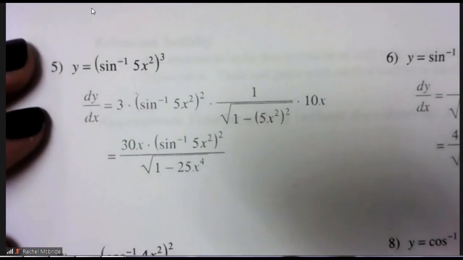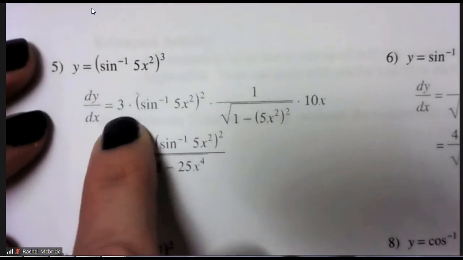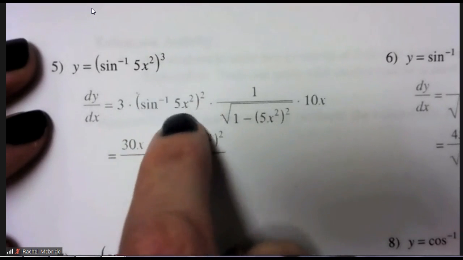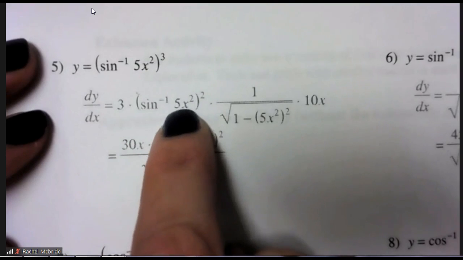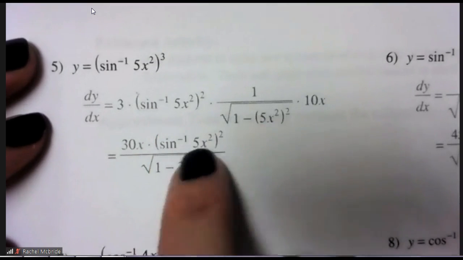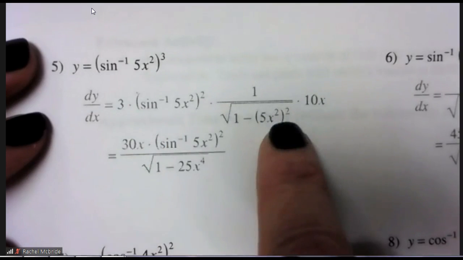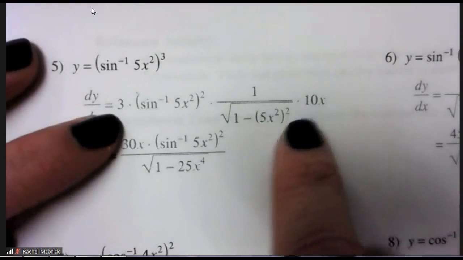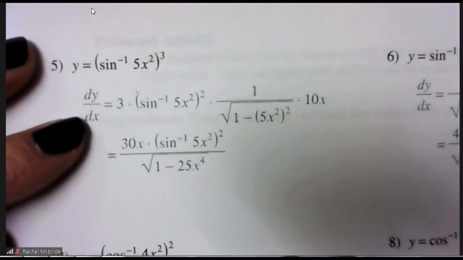Okay, number 5. So your initial formula would have left you with this, which is the chain rule. So 3 inverse sine to the 2nd. Then you had to take the derivative of the inside. So my u value was 5x squared. So the derivative of u is 10x over the square root of 1 minus u squared, which is 5x squared squared, which is 25x to the 4th. So you could multiply your 10 and your 3 to get 30x, and then your inverse sine of 5x squared squared all over your square root.